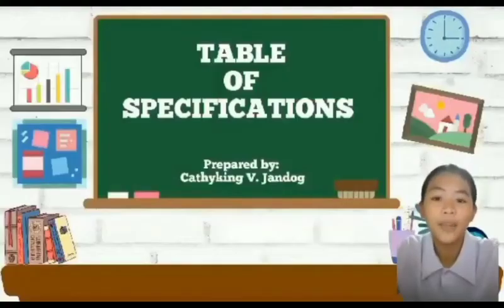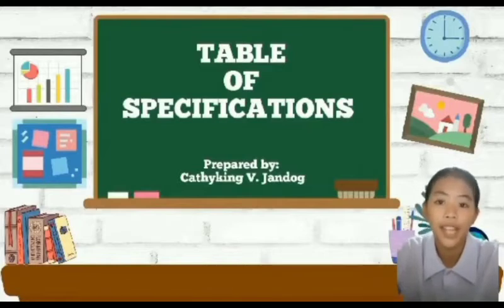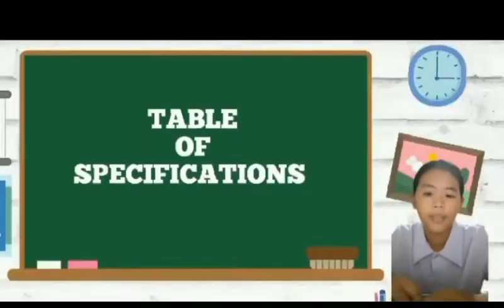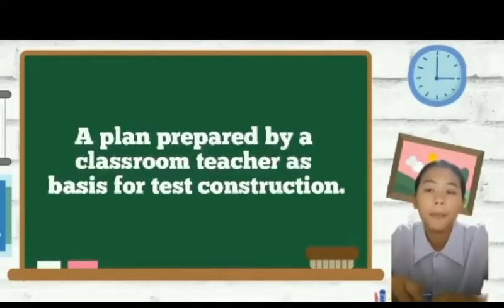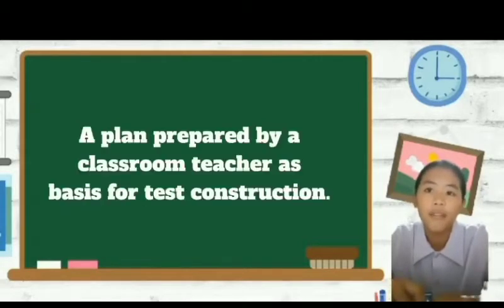Good morning guys, I'm Kating Handog and today I'm going to discuss the table of specification or the TOS. So before anything else, let us first define the table of specification, which is a plan prepared by a classroom teacher as a basis for test construction. So if engineers have their blueprints in building construction, as teachers, we also have this plan. We call it the test blueprint.